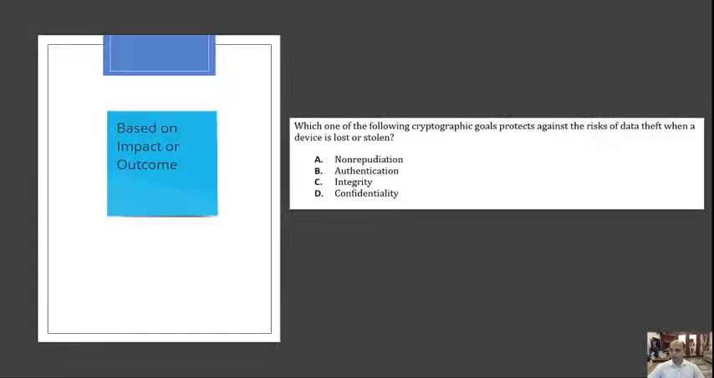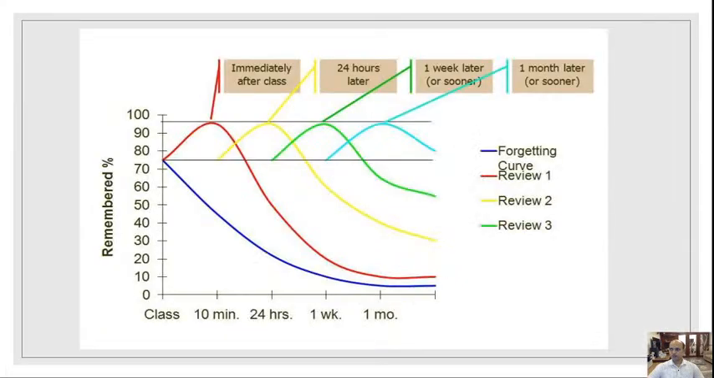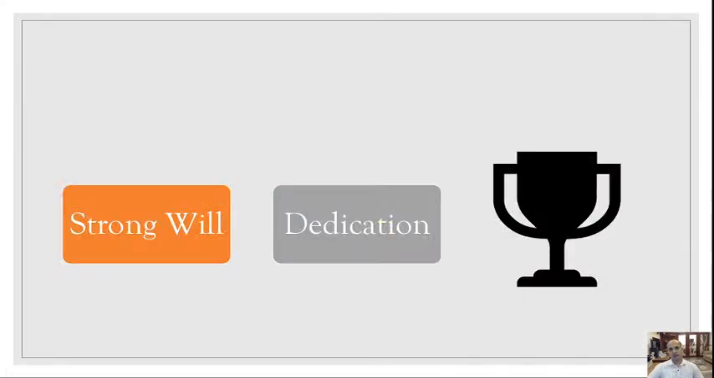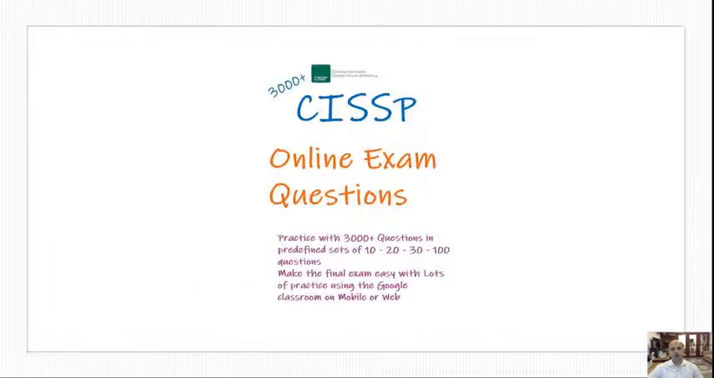With this, you require strong will and dedication. Without this, every day I'm telling you, CISSP is a marathon, right? So this marathon you can win only if you have a strong will and a strong dedication in you. Once you have both these qualities, just keep on studying, then automatically you will get the certification. But with this, also remember about the forgetting curve.